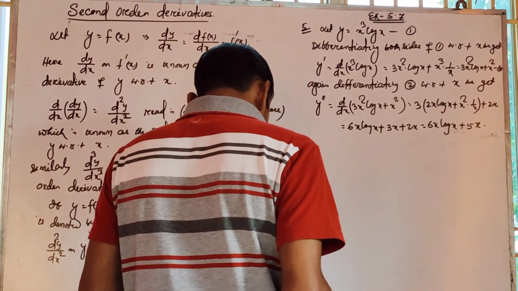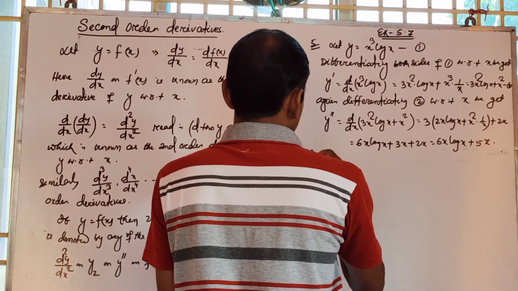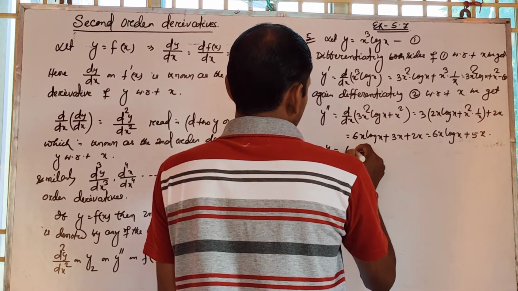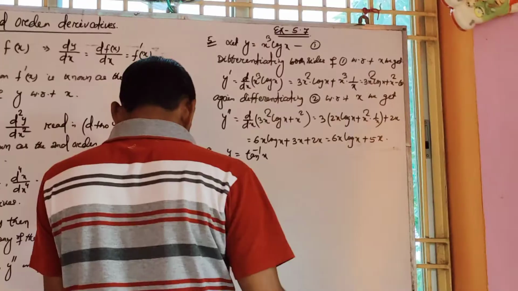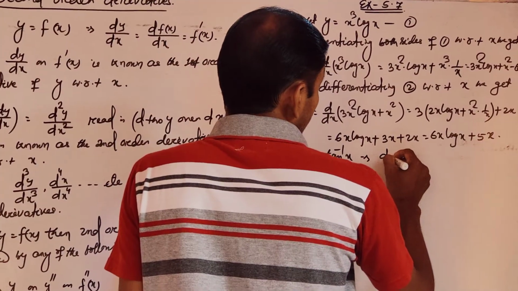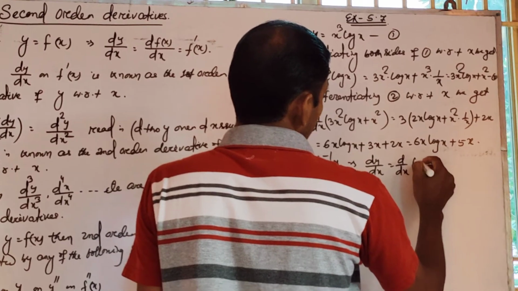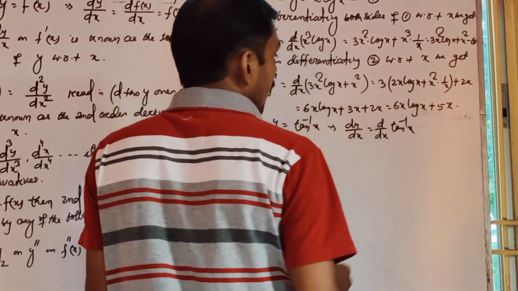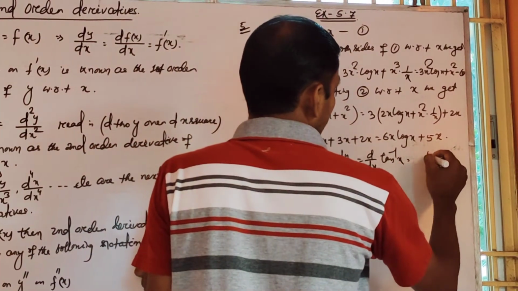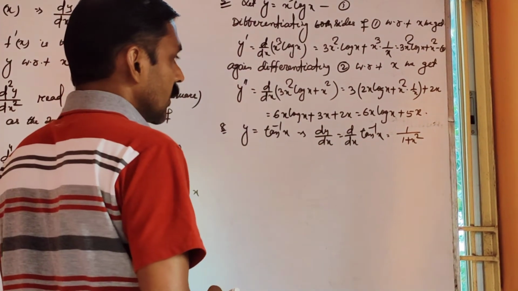Then question number 8. y equal to tan inverse x. So dy by dx of tan inverse x, and the derivative of tan inverse x is 1 by 1 plus x square.